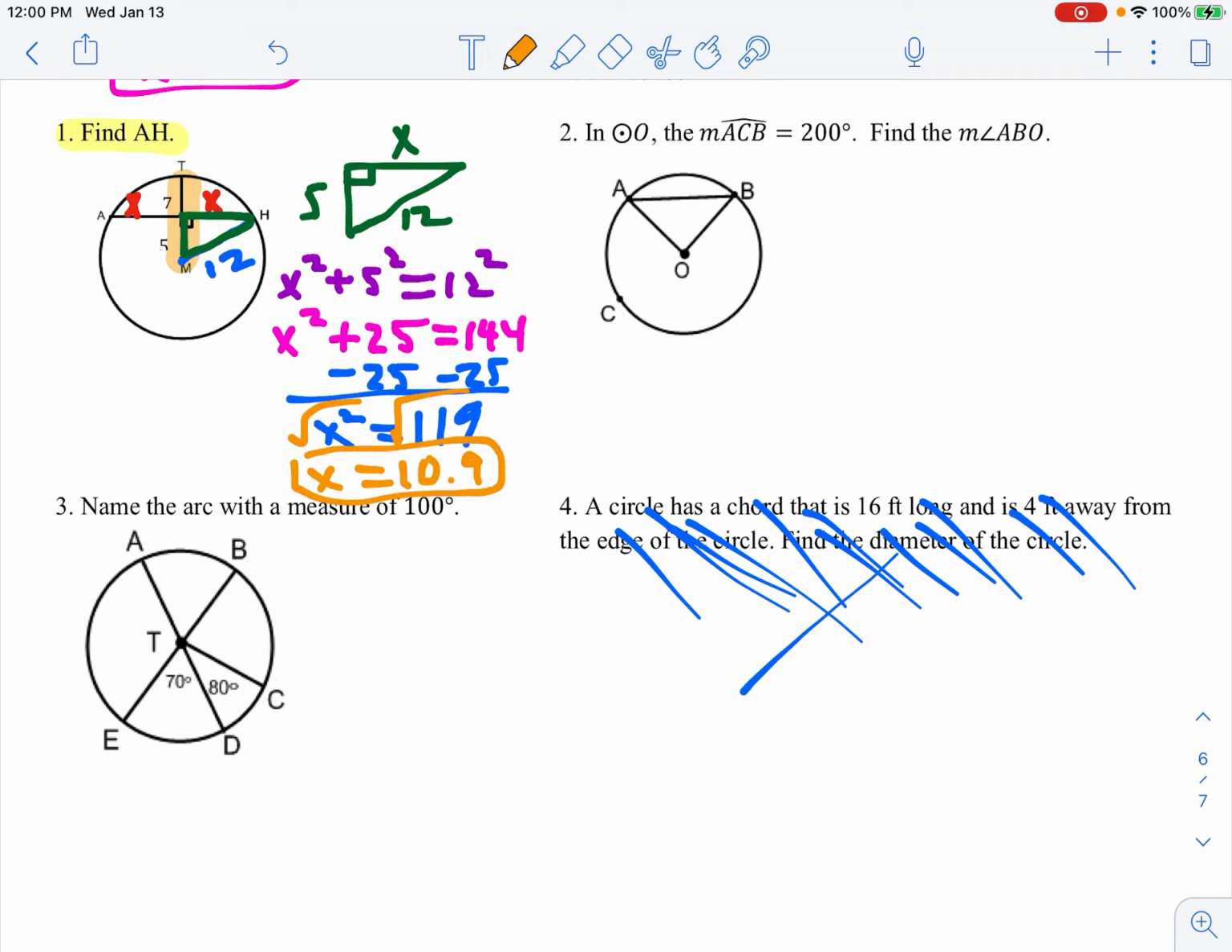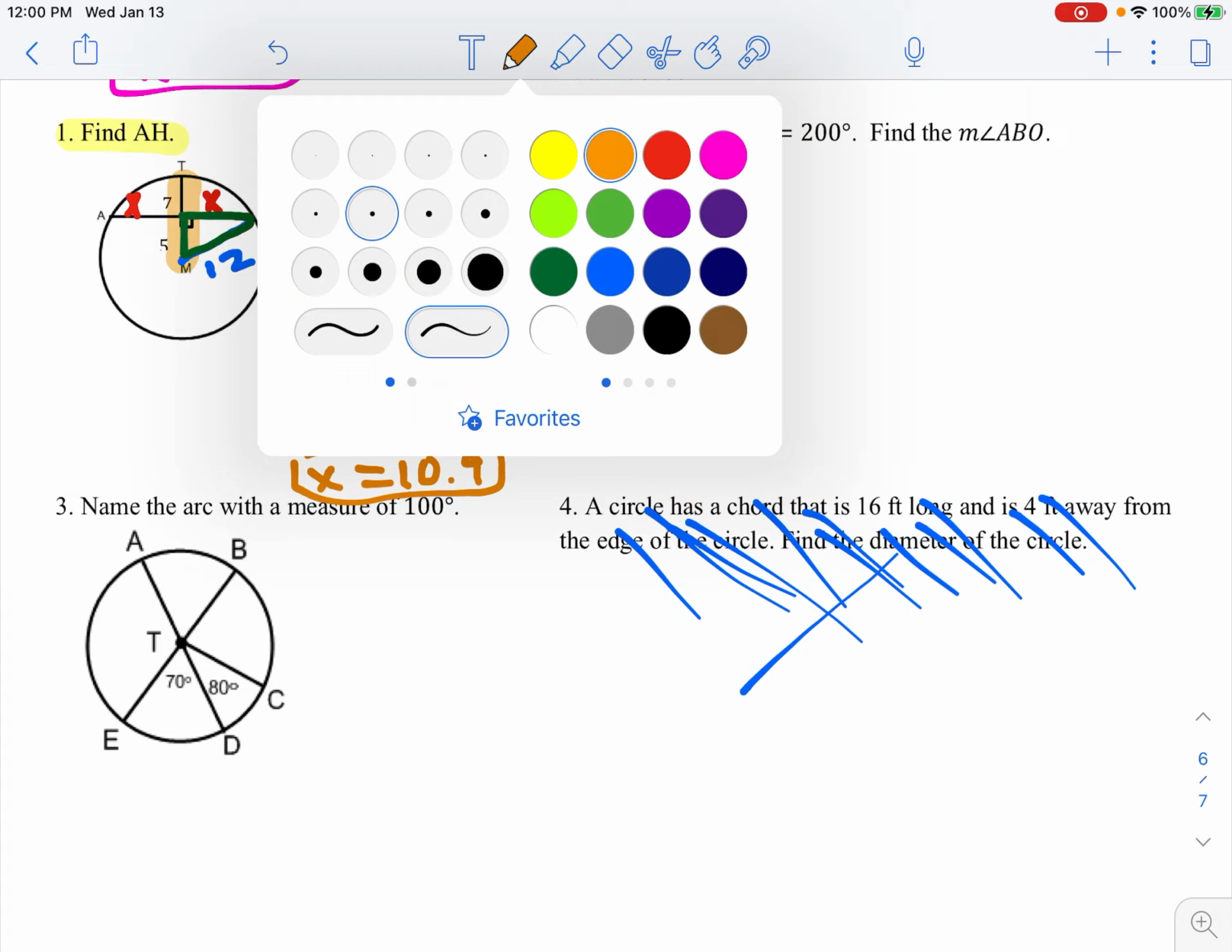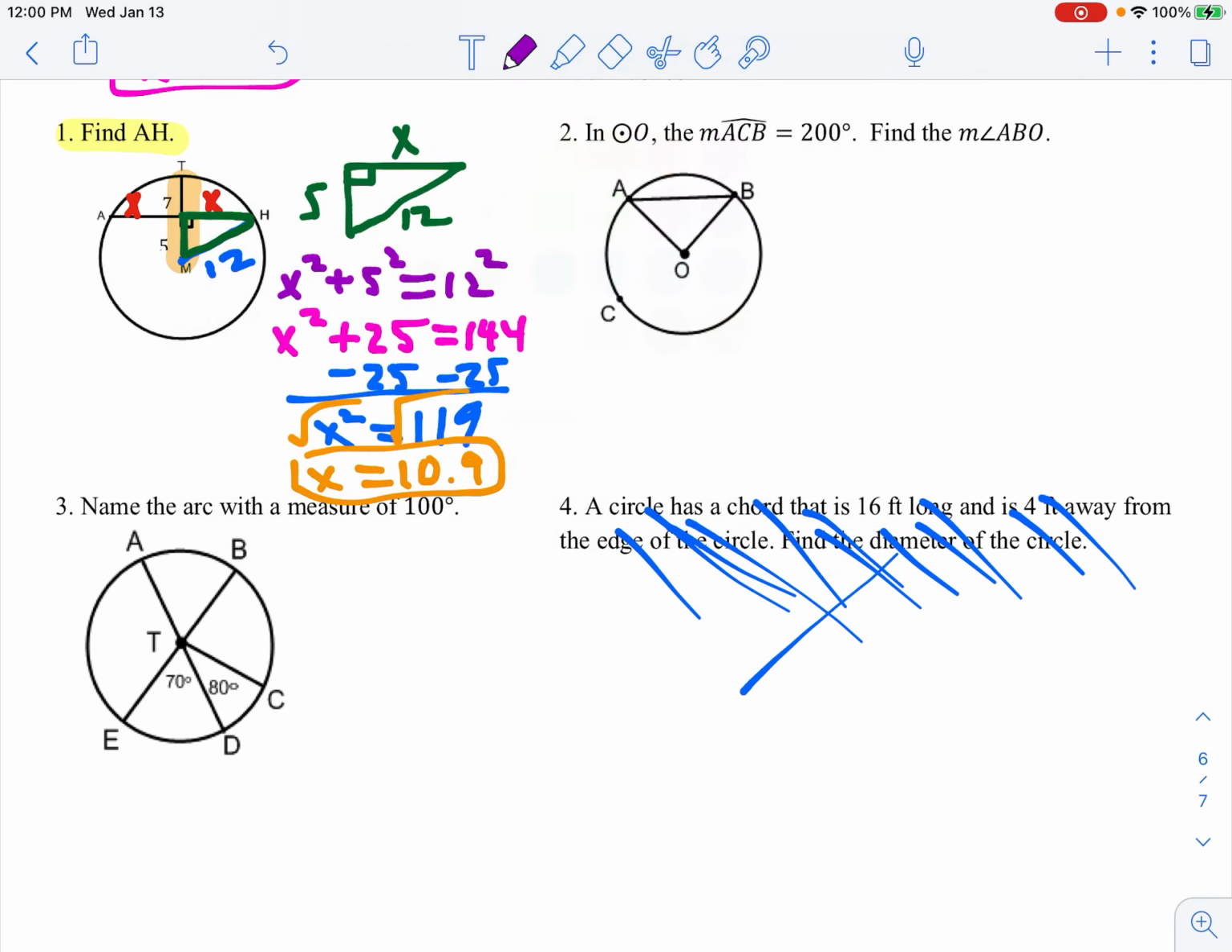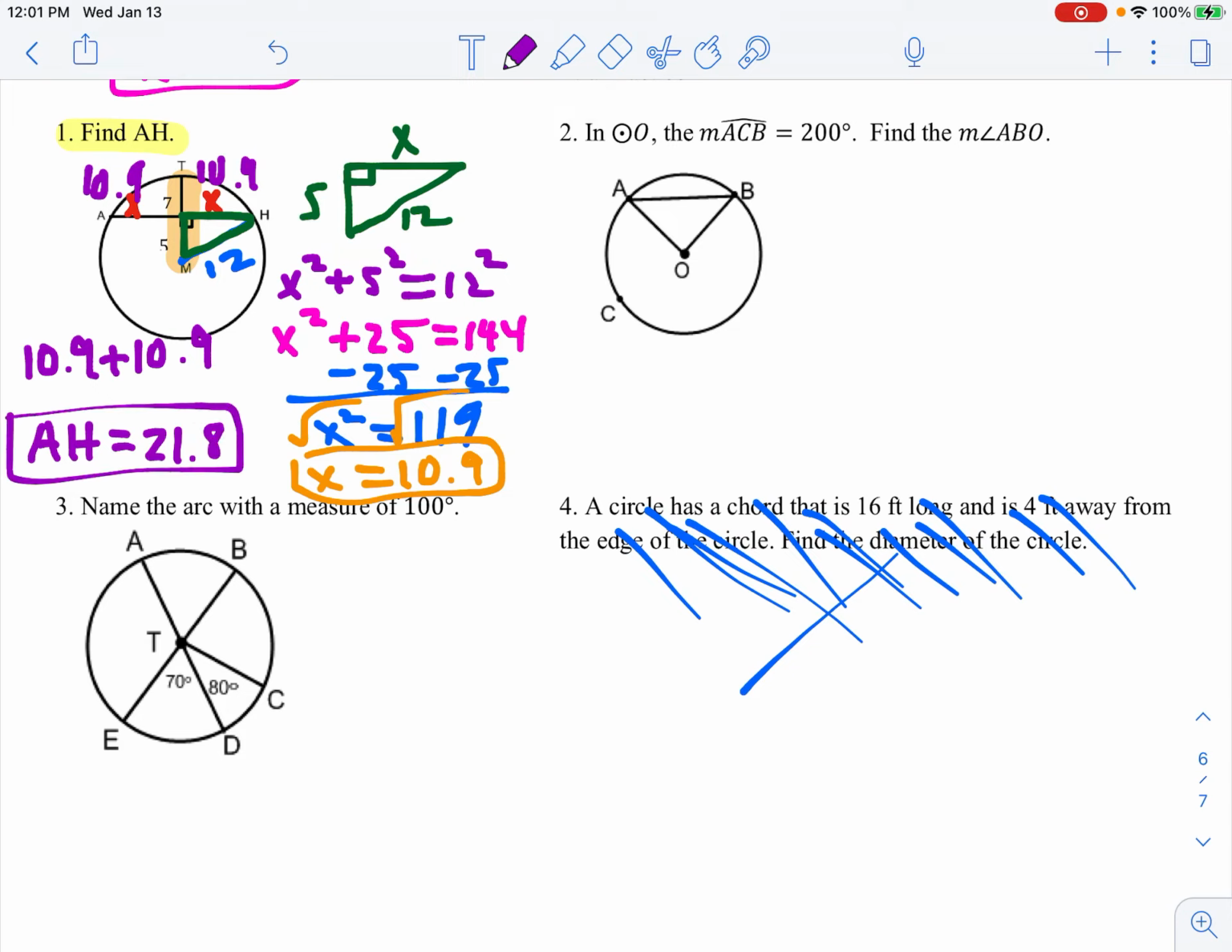So we did the Pythagorean theorem to find the missing part of the triangle first. Now remember, after we get our answer, we're going to go back to our picture and we're going to put in those 10.9s. So 10.9 here, 10.9 here. So to find AH, I'm going to take 10.9 plus 10.9. All right, now when we add those together, that's going to give us that AH, that whole chord, equals 21.8 for our final answer.